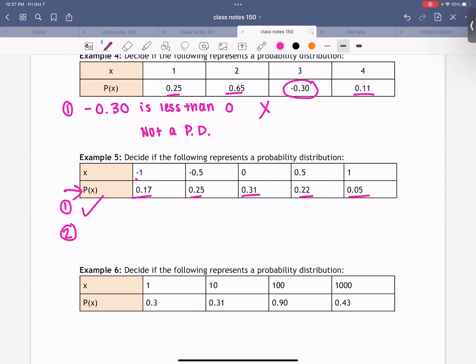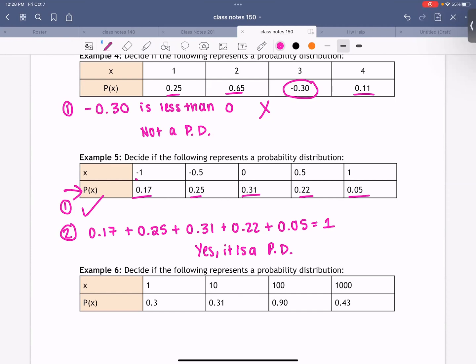Rule 2 says if I sum up all the probabilities, it's going to add to 1. In other words, if I take my 0.17, add on my 0.25, add on the 0.31, add on the 0.22, add on the 0.05. Did someone add these up already? What'd you get? It's 1, good. So this sum is 1. Is this a probability distribution? Yes, it is a probability distribution because we checked the two rules and they worked.